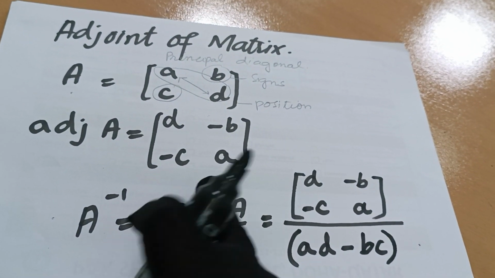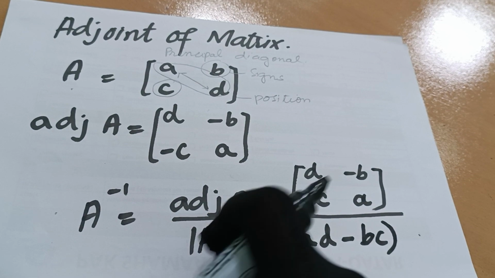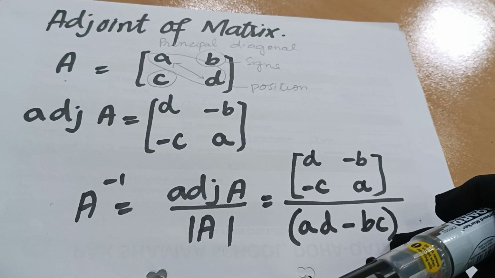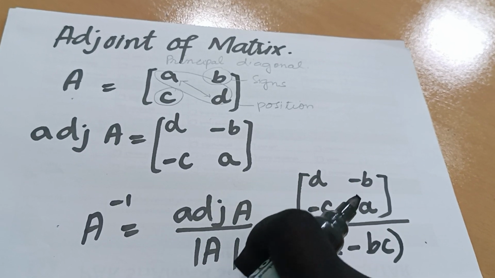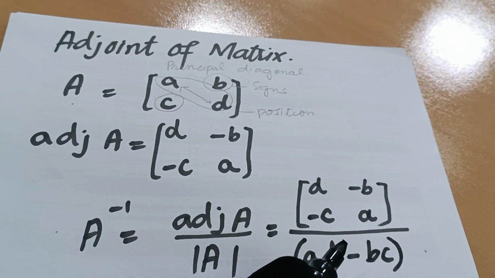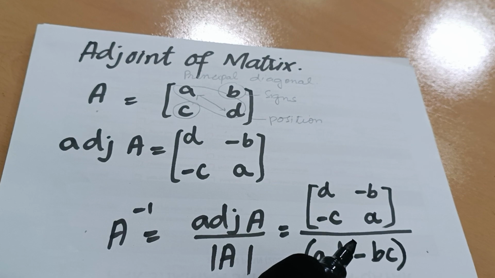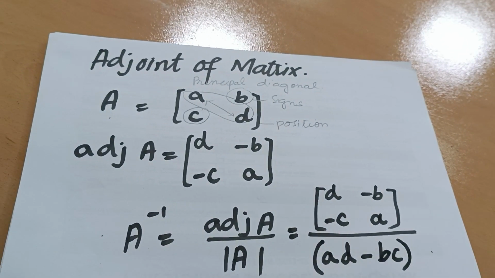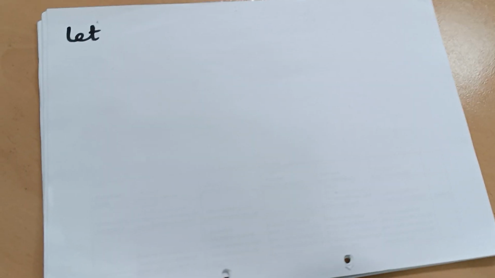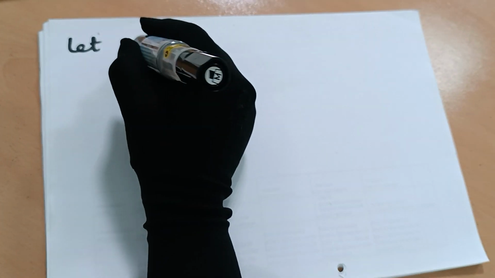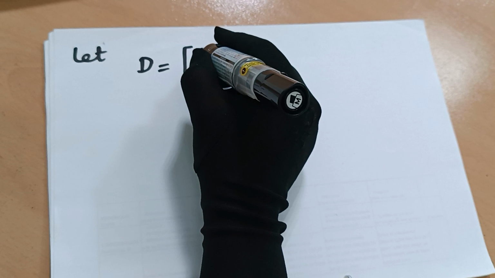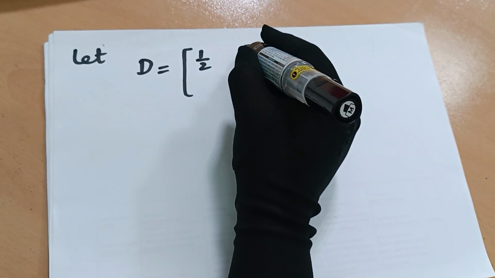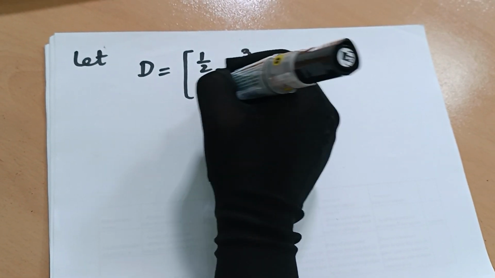Inverse is equal to the adjoint of A divided by the determinant of A. The adjoint of A is here, the determinant of A is here. Because I used small alphabets and solved in symbolic form, now I will give an example with numbers also, so you can be more clear about this topic. Let's take any matrix D: 1, 2, 3, 4, and so on.